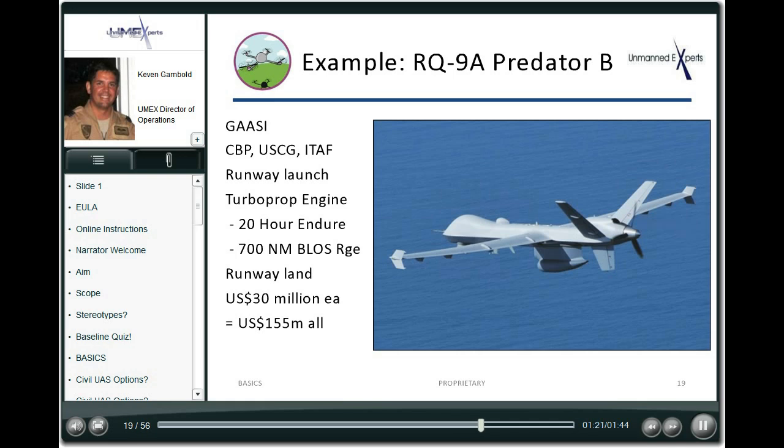Obviously, it would land on the runway. And each one of these will set you back, fully loaded, about 30 million. But if you want the whole kit, it's 155 million US dollars. And to be honest, there's no way of really classifying that, because satellite links, satellite costs, and support programs all add to the price. But anyway, certainly an order of magnitude above the others.